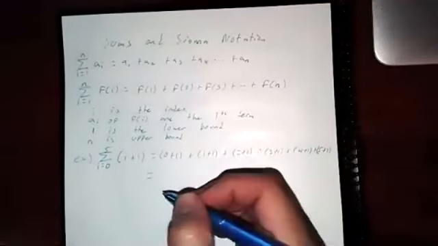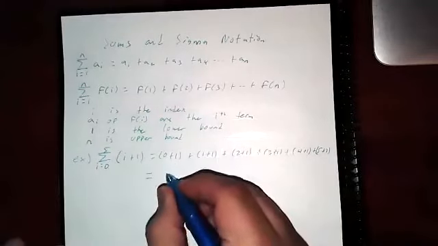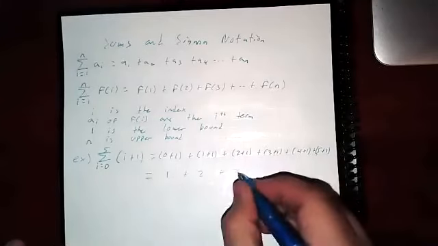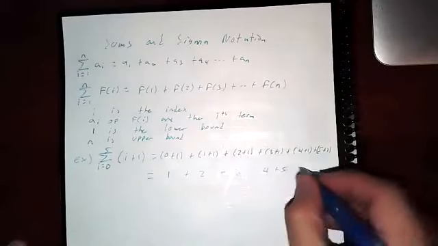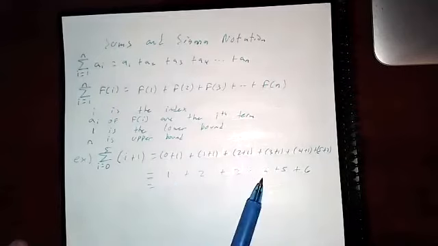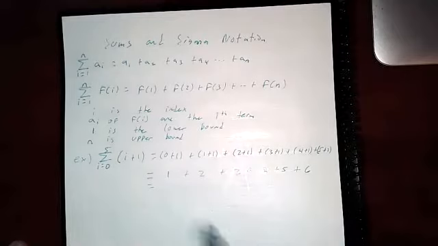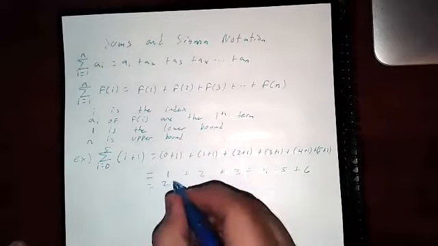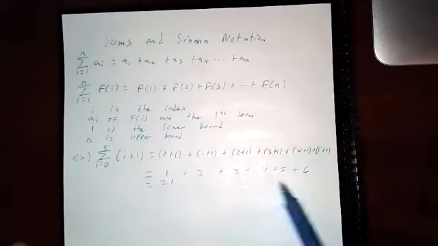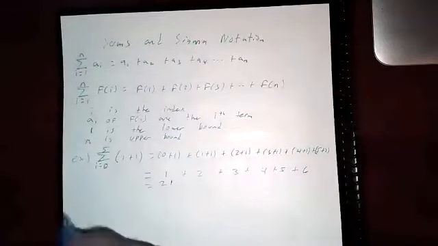But since it's a summation, you got to add them up. So this would be 1, 0 plus 1 is 1, 1 plus 1 is 2, 2 plus 1 is 3, all the way till the last term. So 1 plus 2 plus 3 plus 4 plus 5 plus 6, what's that going to be? 21, is that right? Yeah, that's right. Does the notation make sense?